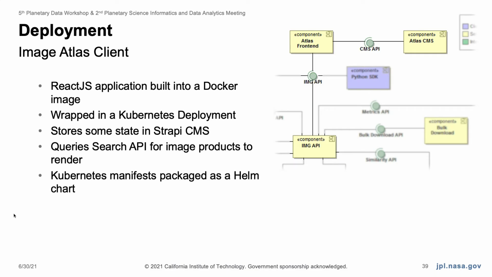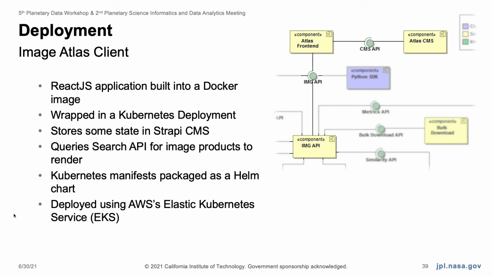And Kubernetes manifests are all packaged as a Helm chart, which we'll see in a second, and is deployed using AWS's Elastic Kubernetes Service, or EKS, which is their managed Kubernetes offering.